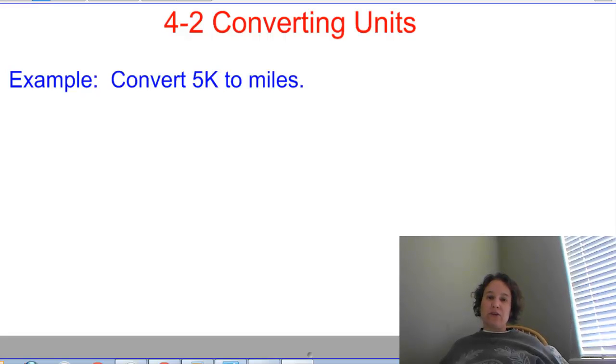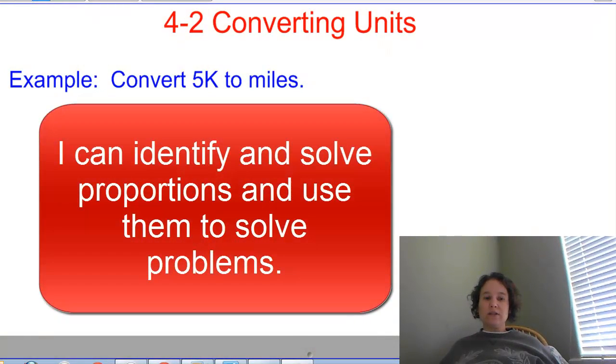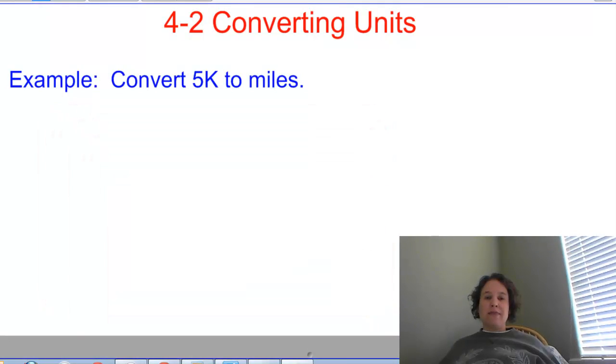Today we're going to talk about converting between different types of units of measurement. And this is going to go with the learning goal: I can identify and solve proportions and use them to solve problems. So this is one type of problem that we're going to solve using proportions. Your book talks about solving these types of problems using rates, and that's another way that you can do it.